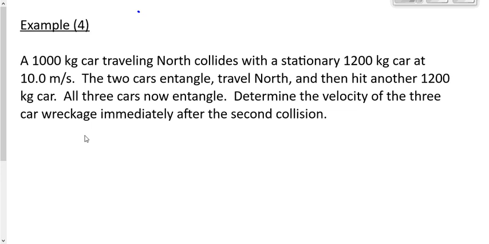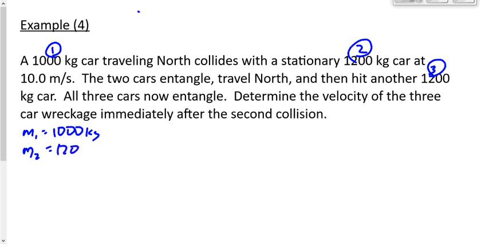That's a good point. Okay, so let's write down some givens here. Let's call this guy number 1, this guy number 2, and this guy number 3. Let's say M1 is 1,000 kilograms. I'm going to say M2 is 1,200, and M3 is also 1,200. Something is 10 meters per second here. That's a velocity, right? A 1,000 kilogram car traveling north collides with a stationary 1,200 kilogram car at 10 meters per second. Would that be V1, V2, or V3? Good. That's V1.